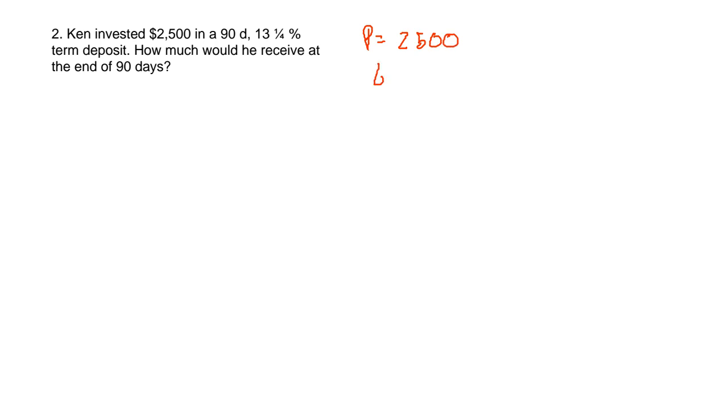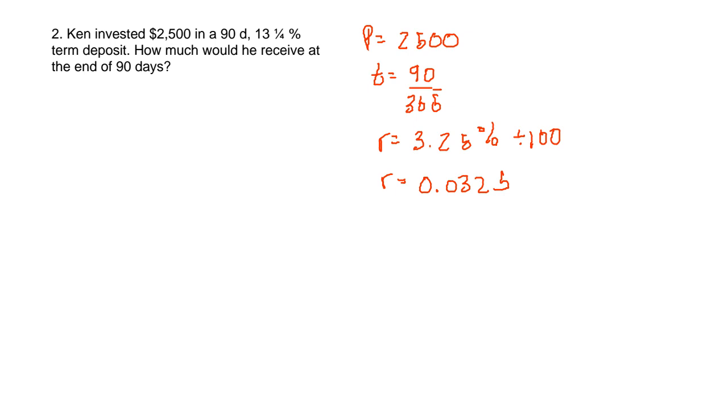Our time, the problem is we're given 90 days. So we need to get this into years. So we're going to divide this by 365 because there's 365 days in a year. And then our rate is 3.25. So 3.25 is 3.25%. But remember, we're going to divide that by 100. So we get 0.0325 as our rate. So remember, time has to be in years, rate has to be in decimals, and then we can continue on. So how much did he receive?